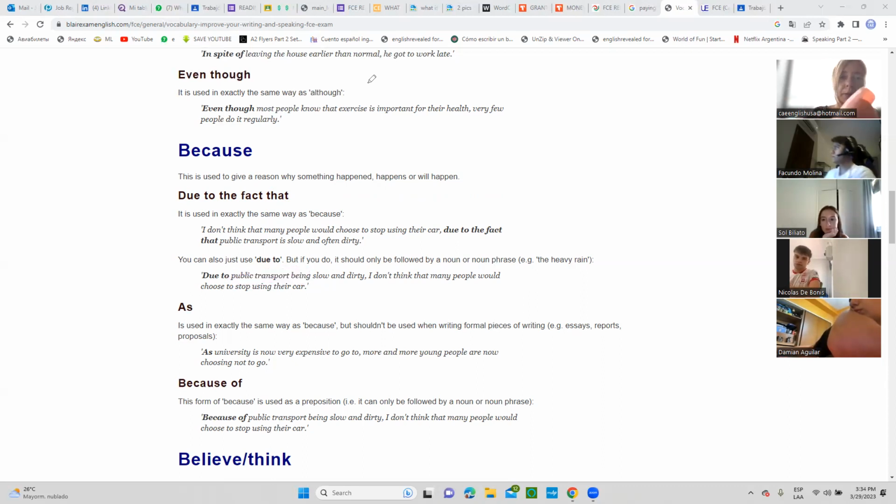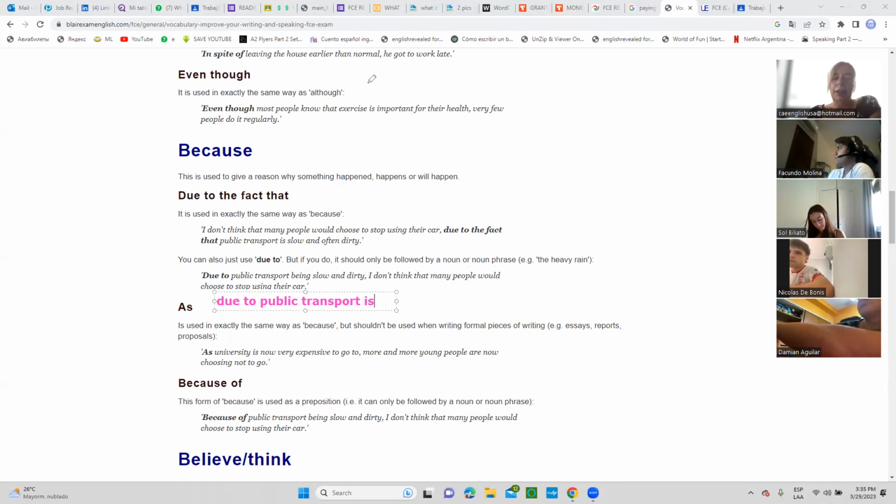How are you doing it? So this is what you are putting, for example. Due to public transport is. And what are you doing here? You are putting a sentence. You're putting a conjugated verb. That's why it's wrong. Due to public transport is slow and dirty. This is wrong. In that case, if you don't know how to use it, it's better to put because. Because public transport is slow and dirty. With because, we can have a sentence.